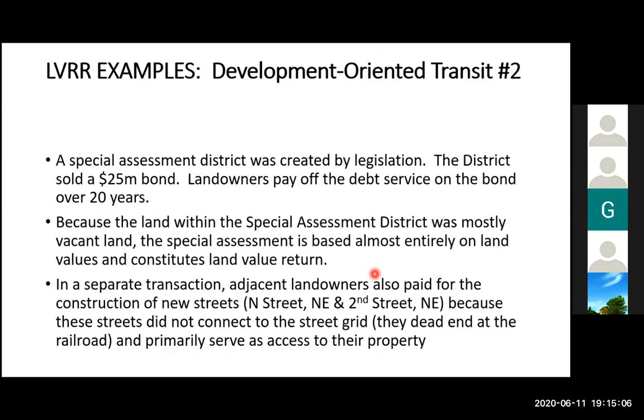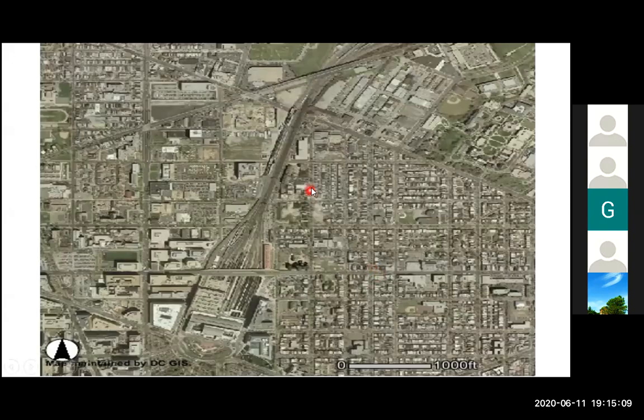So let me just show you again a map of the area. This shows New York. This is New York Avenue here. This is Florida Avenue. This is where the new station was going to be built, between Florida Avenue and M as in Mary Street. The special assessment district included roughly this area. It exempted any homeowners. There were very few homeowners in this area, mostly all commercial land.